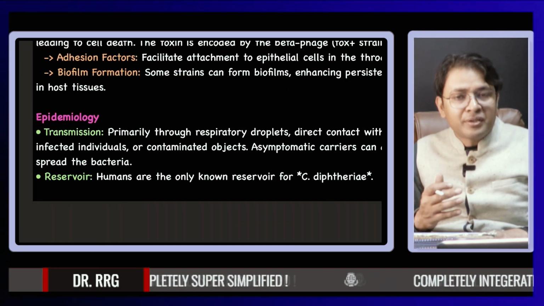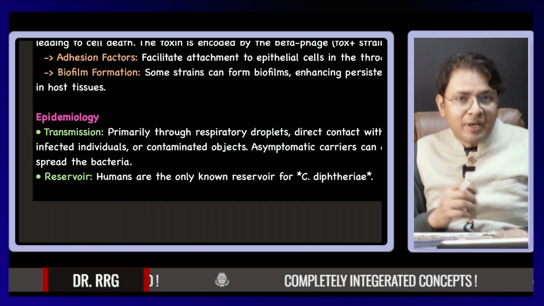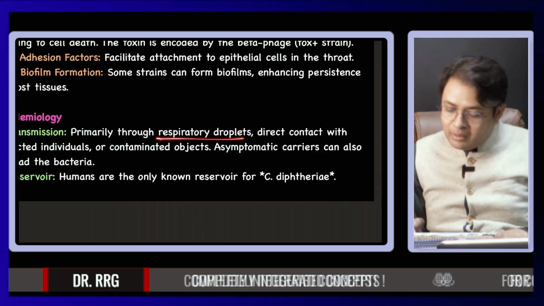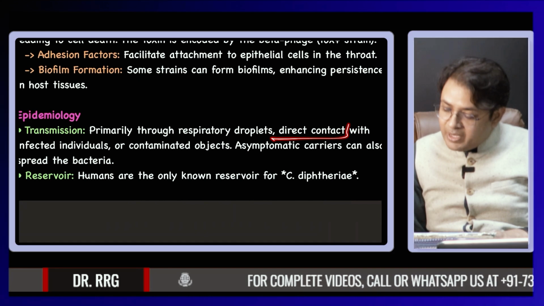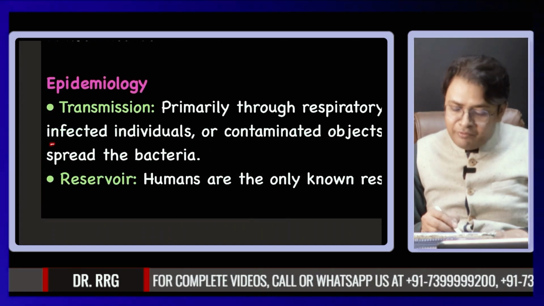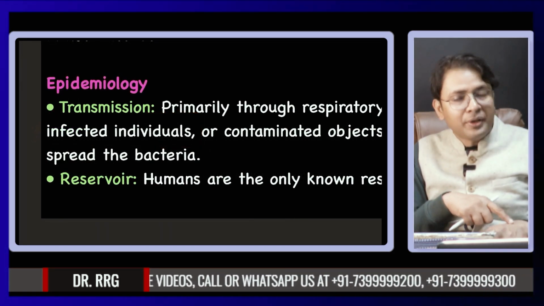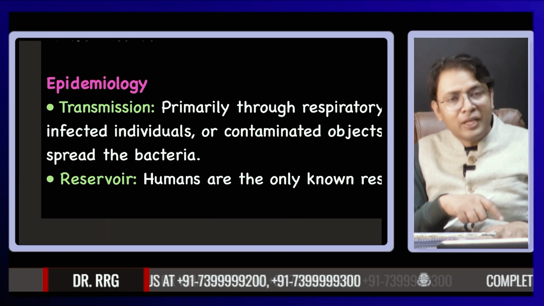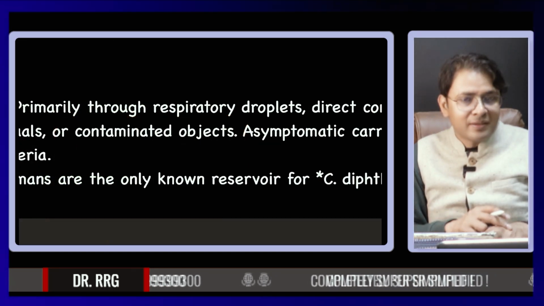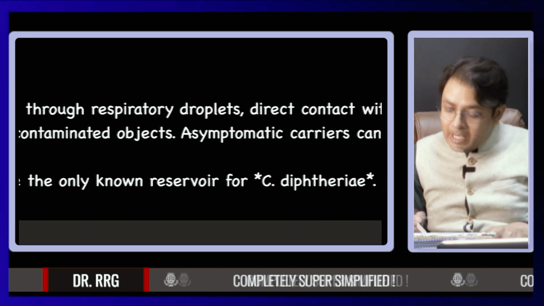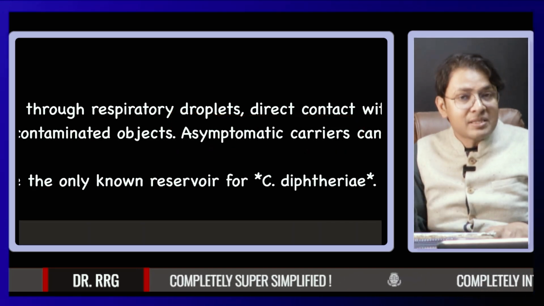How does the bacteria transmit from one person to another? They can transmit through respiratory droplets. There is also a possibility of direct contact with infected individuals, like cutaneous diphtheria, which can involve inoculation to another person. Contaminated objects can be a method of transmission. Asymptomatic carriers can also transmit this disease.